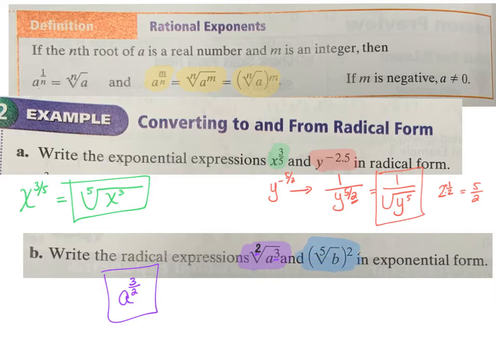The 5th root of b and the quantity is squared. I'm going to have b here. My numerator is the exponent, 2. My denominator is the index, 5.